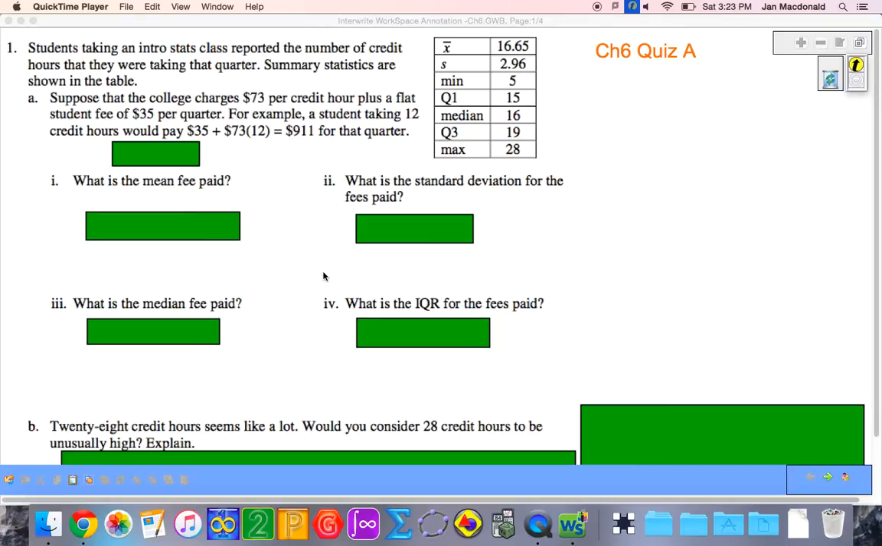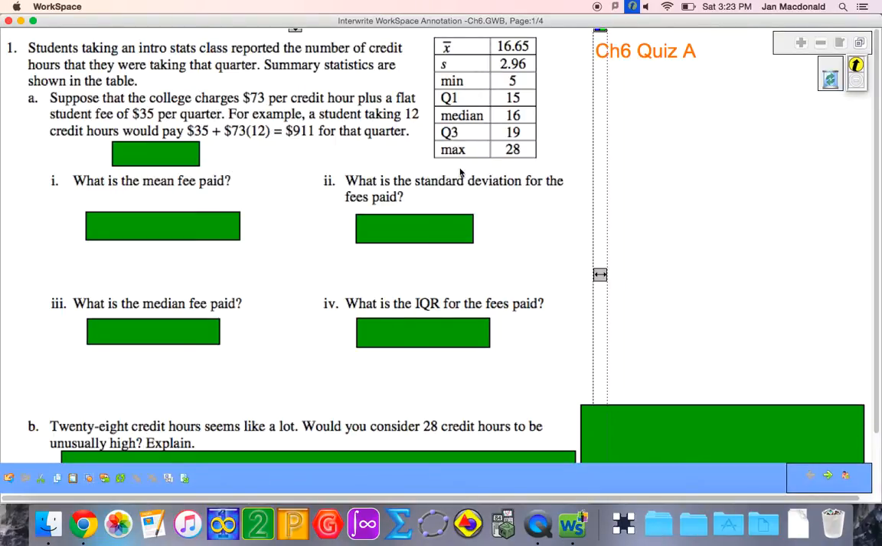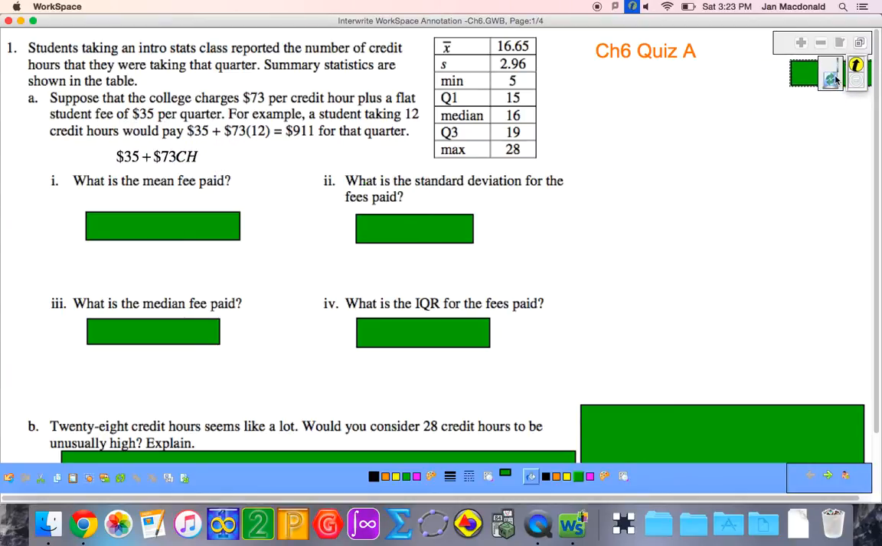Suppose that the college charges $73 per credit hour plus a flat student fee of $35 per quarter. For example, a student taking 12 credit hours would pay $35 plus the product of 73 times 12, which would equal $911 for that quarter. This means our equation would be 35 plus 73 times the number of credit hours. What is the mean amount paid, or what's the mean fee paid?